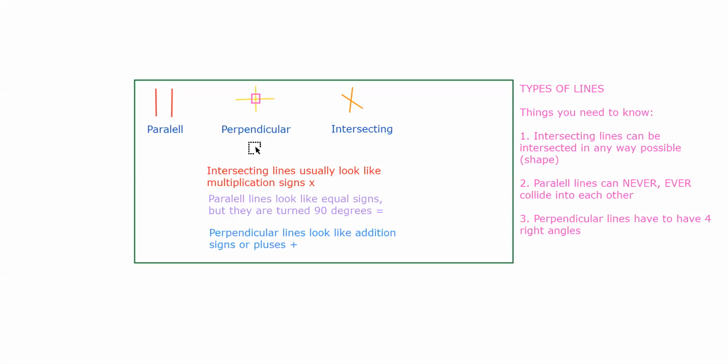So let's go over that one more time. Intersecting lines usually look like multiplication signs. So here's our intersecting line right here. Parallel lines look like equal signs, but they are turned 90 degrees. Here is our parallel line. And perpendicular lines look like addition signs, or pluses, right here.